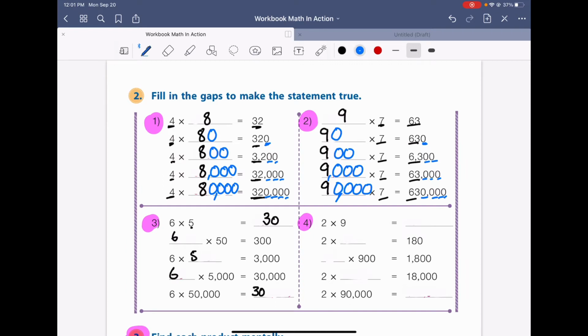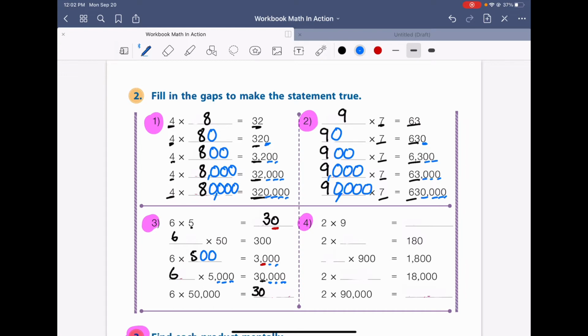We already have 1 zero here. So all these are going to have one less zero. 6 times 5 is already 30, so we only need 2 more zeros: 1, 2. Again, we already have 1 zero here. How many zeros are here? We have 1, 2, 3. So that gets us 30,000 as well.